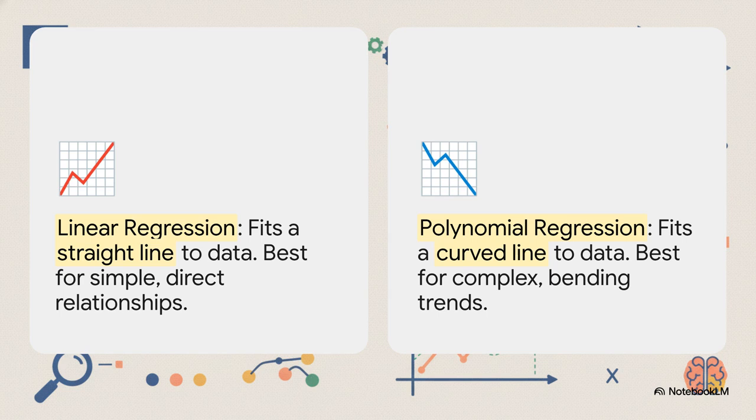Linear regression, that's what we've been talking about this whole time. It fits a nice, simple, straight line to the data. It's perfect for those direct, straightforward relationships. But polynomial regression, that one fits a curved line to the data. It's way better for more complex trends, things that bend and change direction.